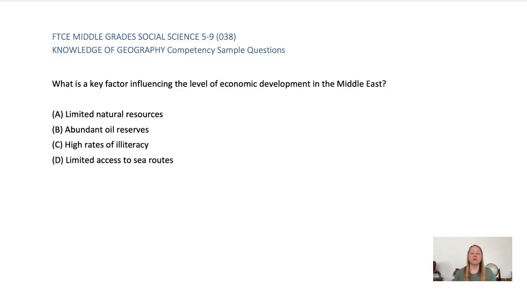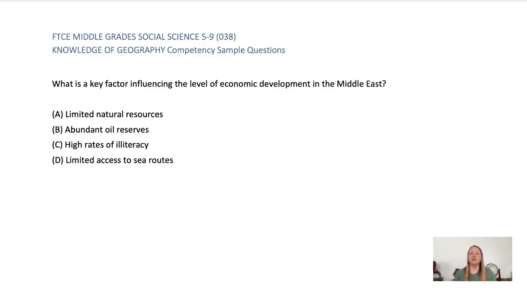What is a key factor influencing the level of economic development in the Middle East? A, limited natural resources. B, abundant oil reserves. C, high rates of illiteracy. Or D, limited access to sea routes.